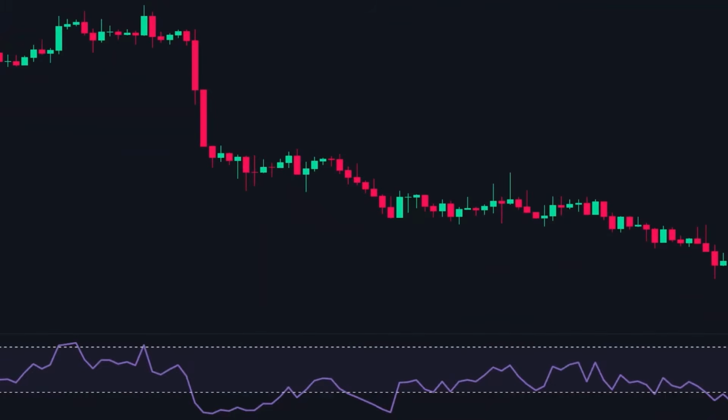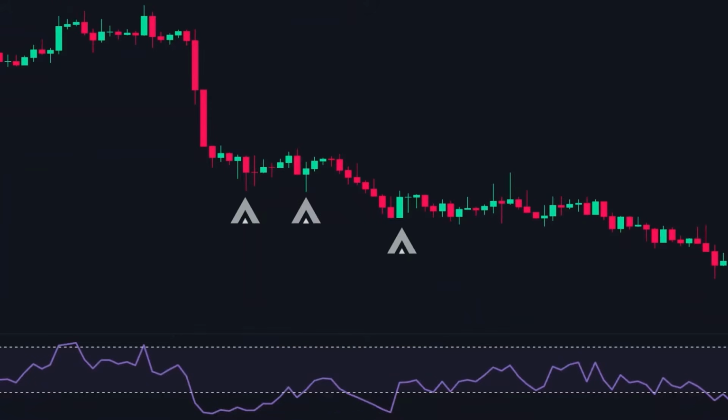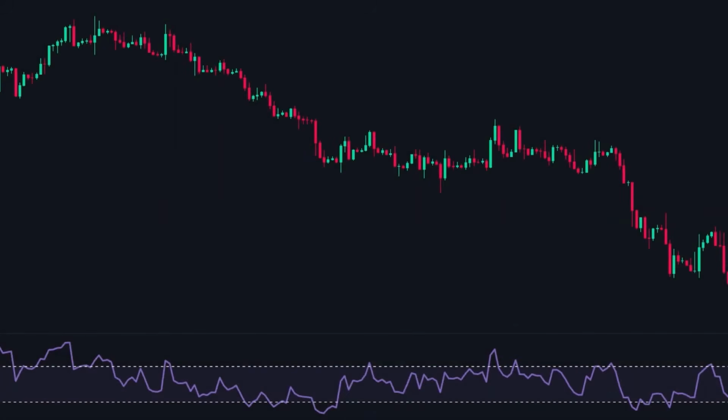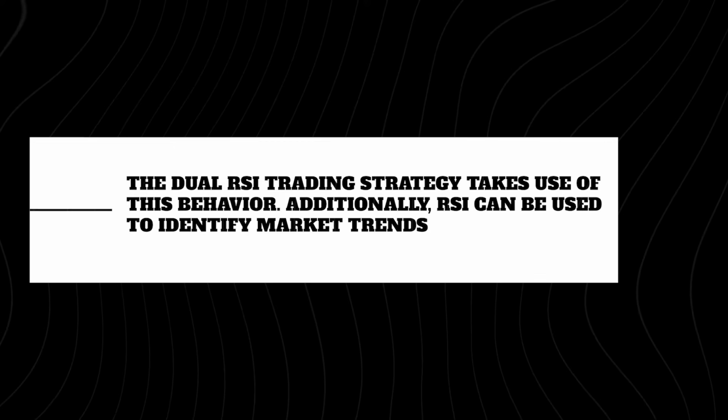The same idea applies in a downtrend. In a downtrend, prices tend to remain oversold for extended periods of time with no pullbacks. Buying here will result in losses. However, the price tends to respect the overbought levels significantly. When the price approaches overbought levels, it nearly always reverses. The dual RSI trading strategy takes advantage of this behavior.